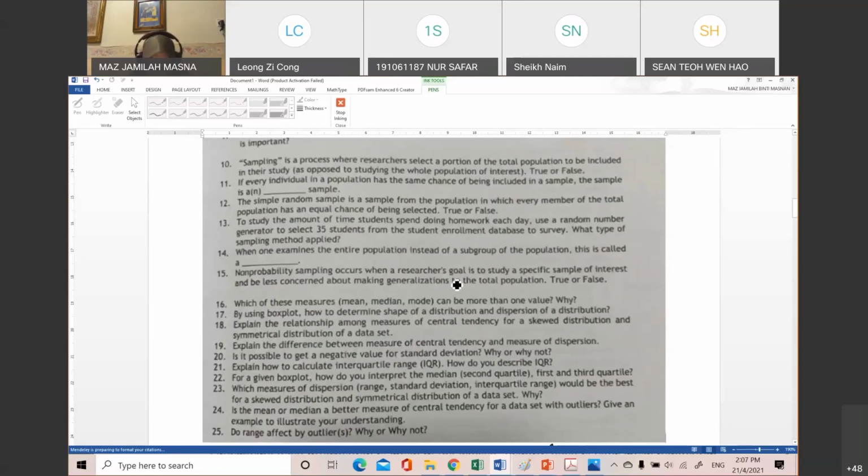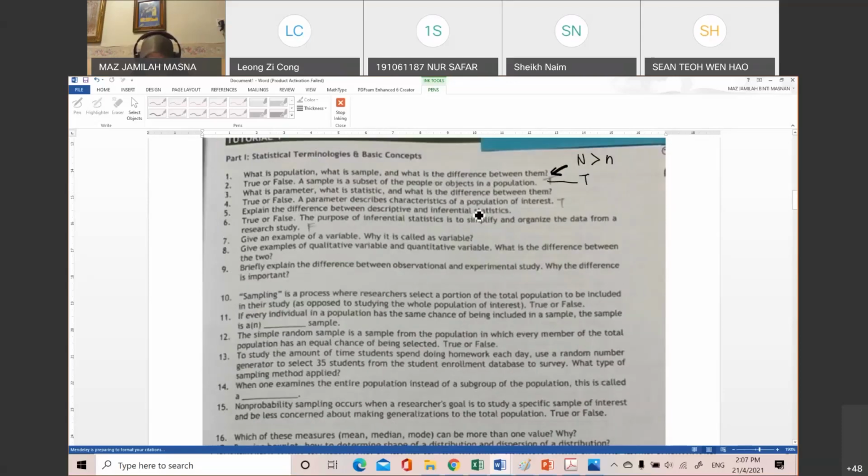Next question. Okay, what is the difference between them? So you can see clearly the difference between them, the notation-wise and everything. Okay, true or false, a parameter describes the characteristic of a population of interest. Definitely true, right? Because we are talking about the population of interest.